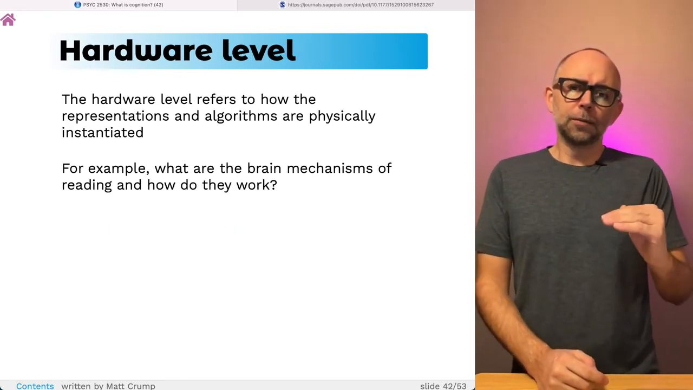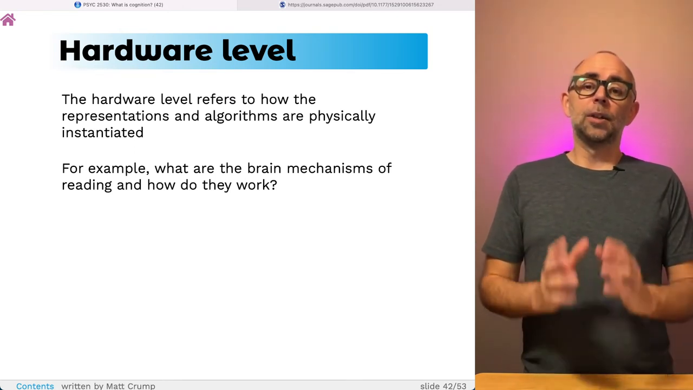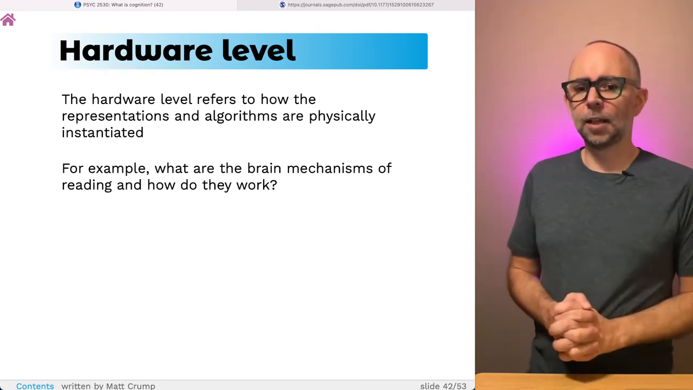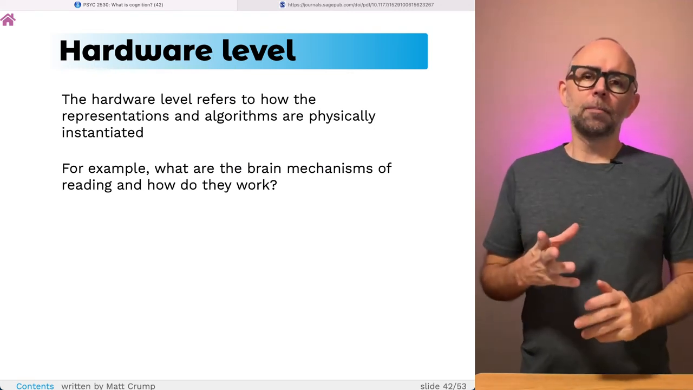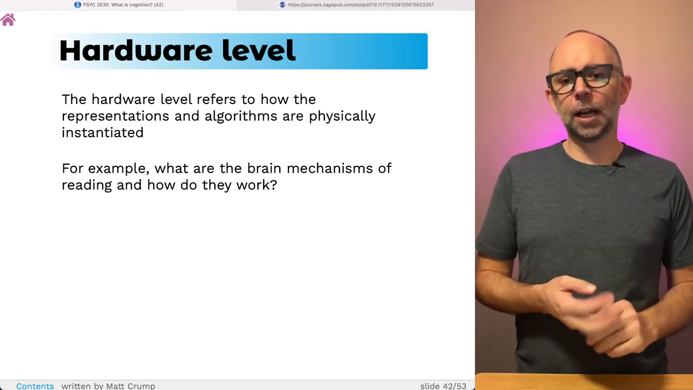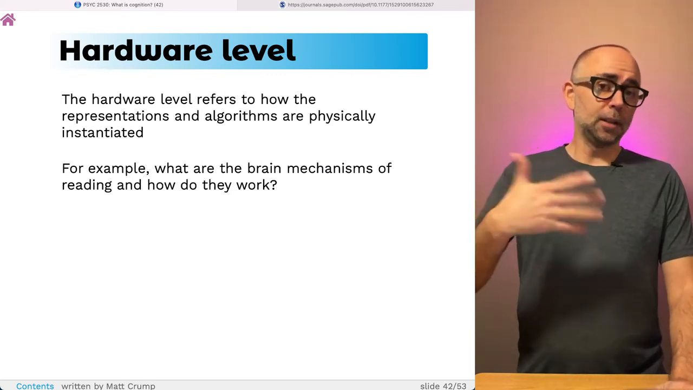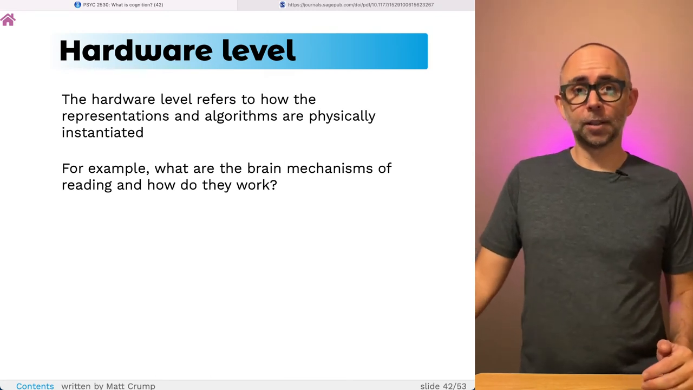At the hardware level, we are starting to ask questions about how these representations and algorithms are physically instantiated. For example, here we might be asking, what are the brain mechanisms of reading and how do they work? So there's at least these three different kinds of levels of explanation and analysis.